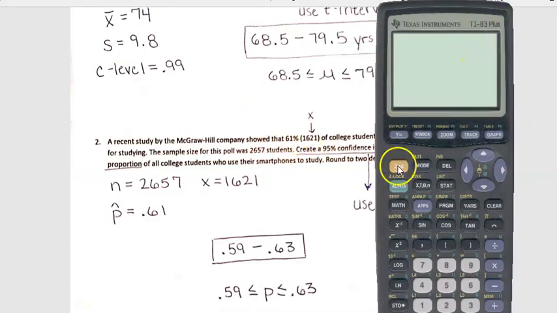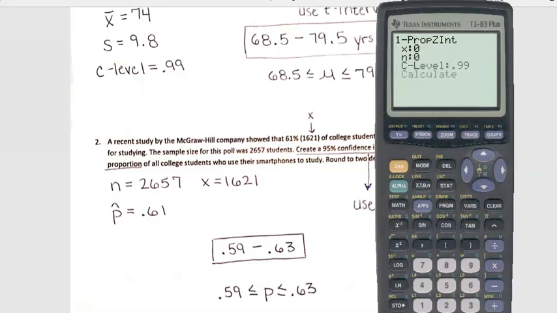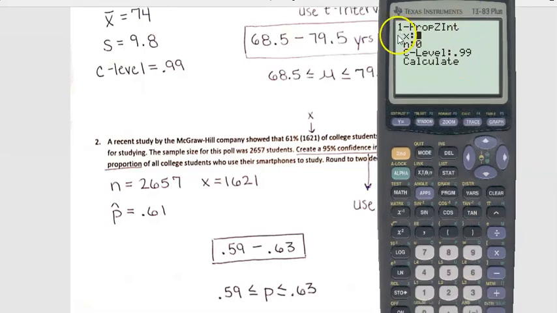Sorry. All right, so doing this one, we're going to go here to stat test and go down to 1 prop z interval. All right, and so it's going to ask for the X value, which is 1621. The N is 2657. And then we are doing a 95% confidence interval for this one. All right, and we're going to round to 2 decimal places. So we think the true p is between 59 and 63%, right? So that would be our interval, 0.59 to 0.63.